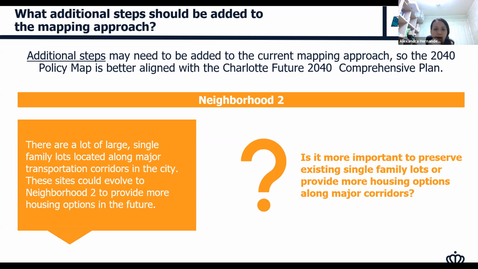Okay, we can move on. So the next feedback that we heard was regarding the neighborhood 2. There's a lot of large single-family lots located along major transportation corridors in the city, and these sites could evolve eventually to neighborhood 2, which is a little bit higher density residential, to provide more housing options in the future. So the question here is, is it more important to preserve existing single-family lots or to provide more housing options along major corridors?